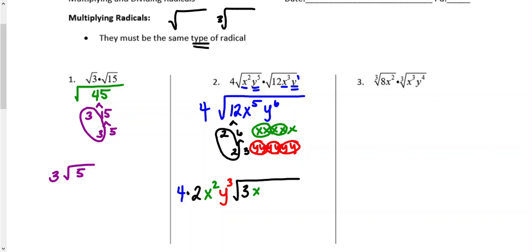Now, this is not my final answer because we have to multiply 4 times 2. So my final answer is 8 x squared y to the 3rd all times the square root of 3x.